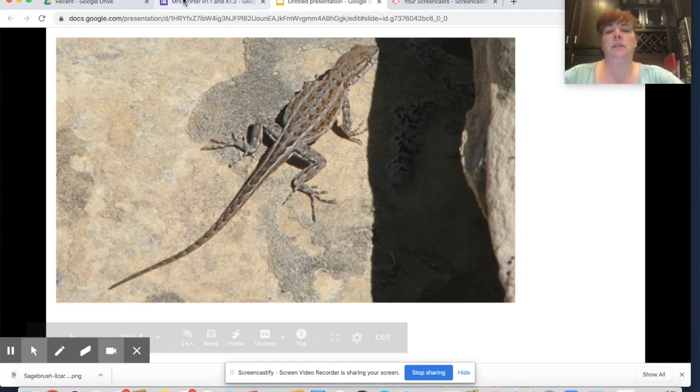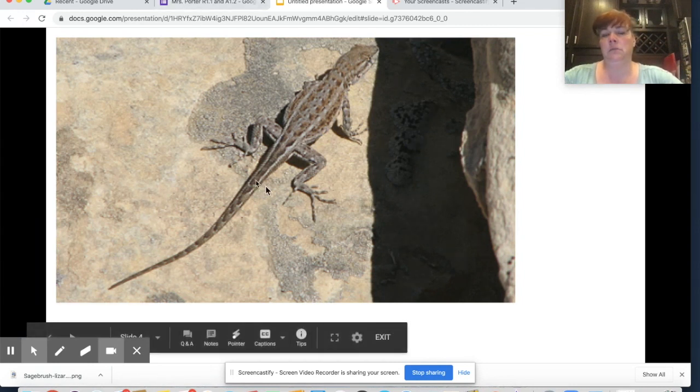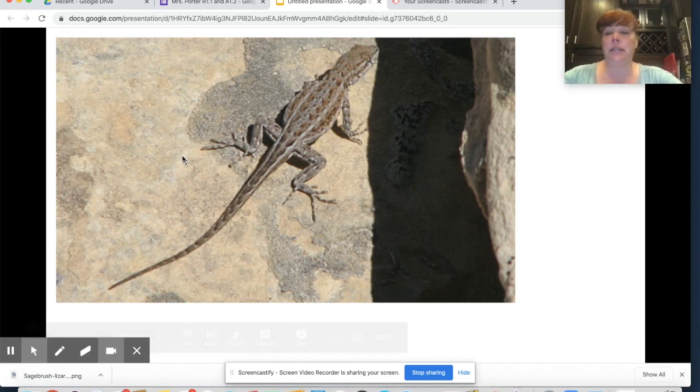So we're going to remember my little lizard. I looked him up, and he is a sagebrush lizard. They're really common around here. And since I live at the edge of a big empty lot, there's a lot of them around here, and I think they're pretty cool.